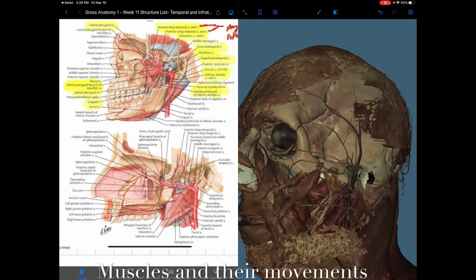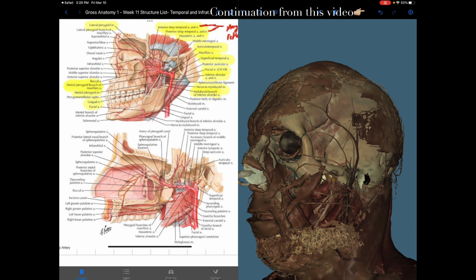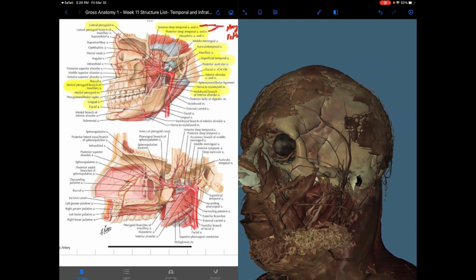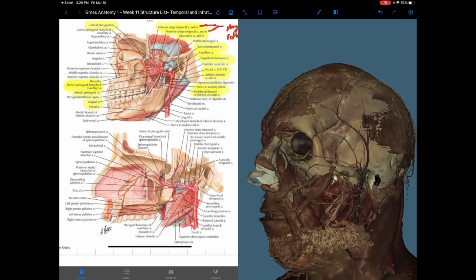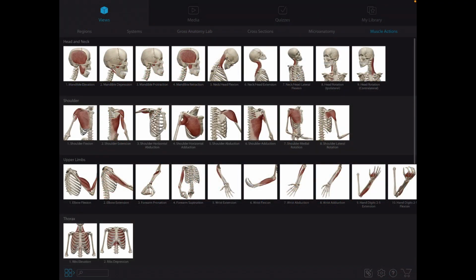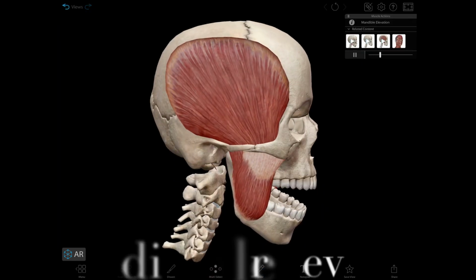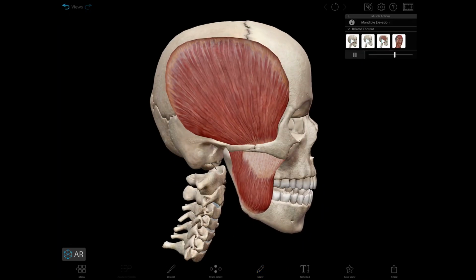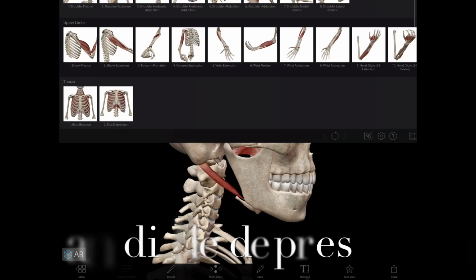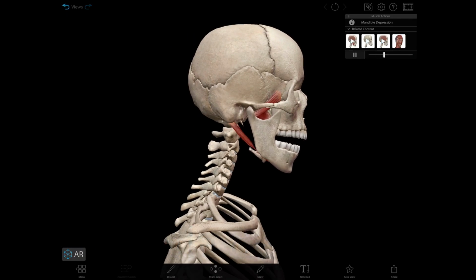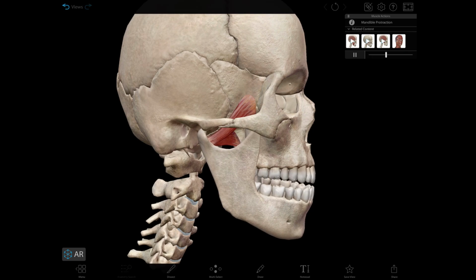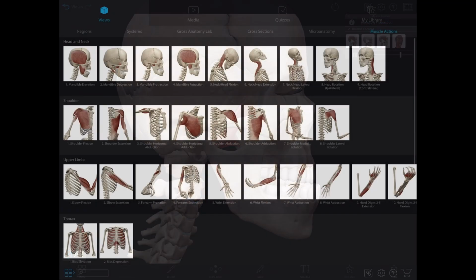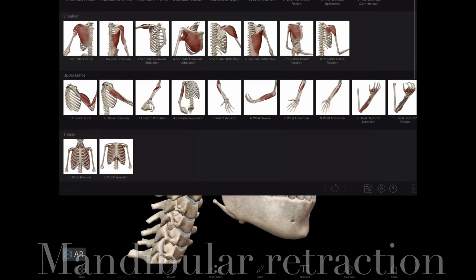The movements of the TMJ include elevation, depression, protrusion, and retrusion, as well as right and left lateral excursions. So here I'm going to show you some of the movements of the TMJ. The first one we're looking at is mandible elevation. Now this is mandible depression. This one is mandible protraction. And this one is mandible retraction.